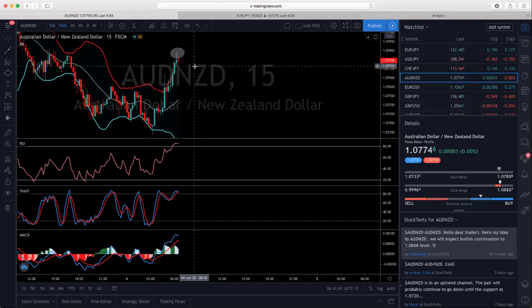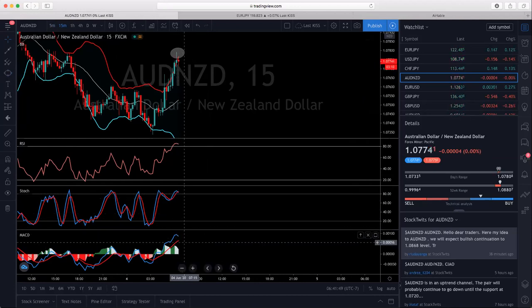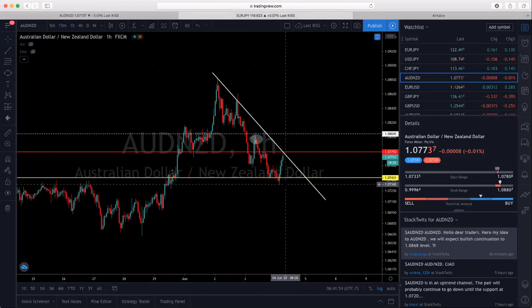So now that I see that, I'm just being patient. I'm letting things come together. You can see how everything is pointing down or trying to come together, except for the MACD. And I'm just waiting patiently, and I'm just watching how price plays off of this.